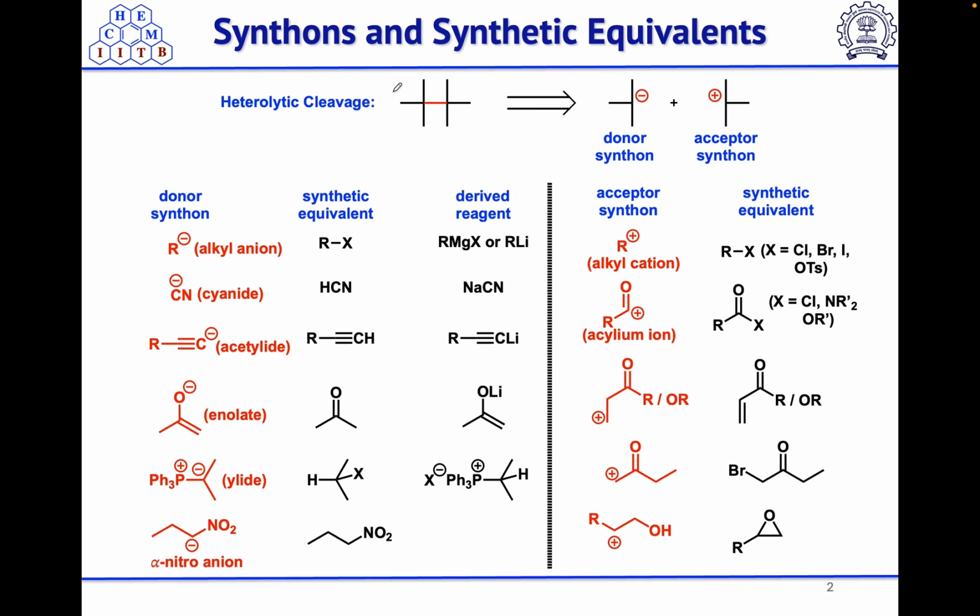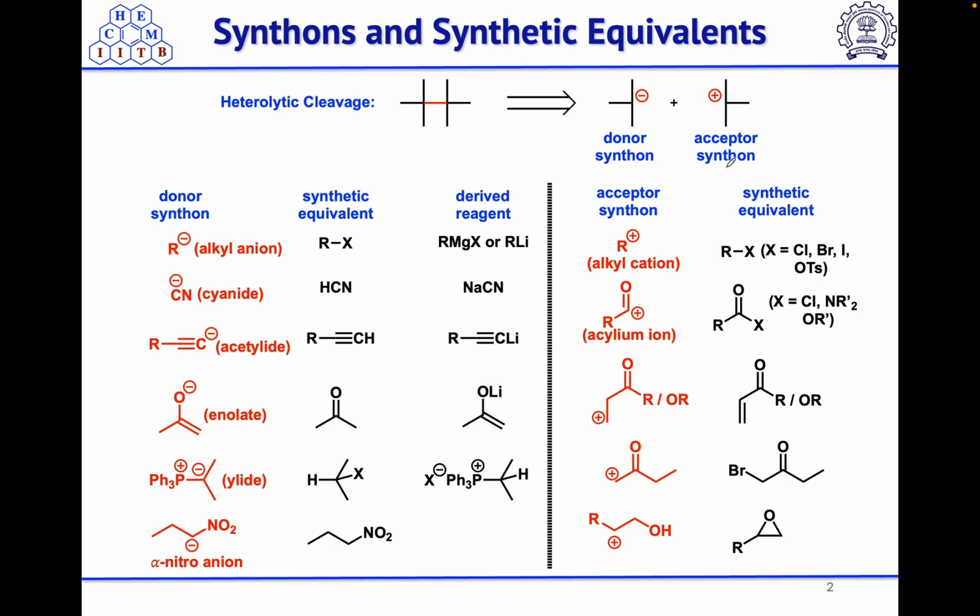Basically, if we do heterolytic cleavage, we can get two synthons. One is the donor synthon, another is the acceptor synthon, right? The donor synthon will abstract the two electrons from this C-C bond, and automatically this carbon will show a positive charge. So this minus means it can donate electrons, so it's called the donor synthon. And this carbon can accept electrons, so it is called the acceptor synthon.